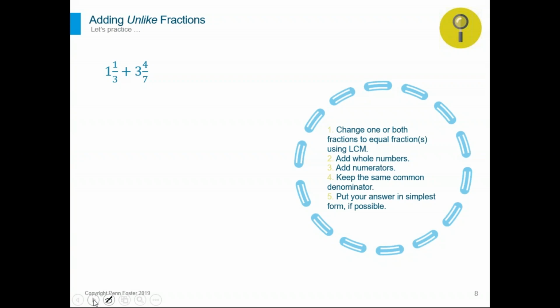One of the topics that students mostly call about is how to add unlike fractions. We just learned that unlike fractions are two fractions with different denominators. So if you look at the problem, you have two mixed numbers. One denominator is 3 and one is 7. That means that these fractions are unlike fractions.